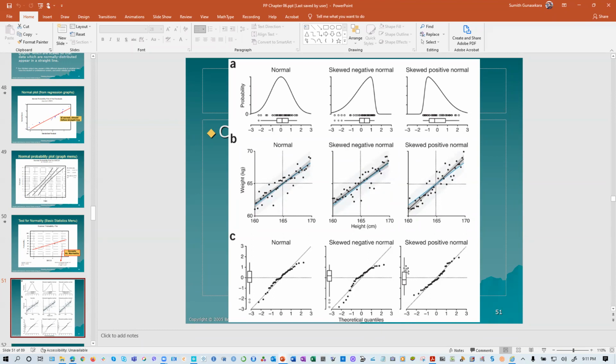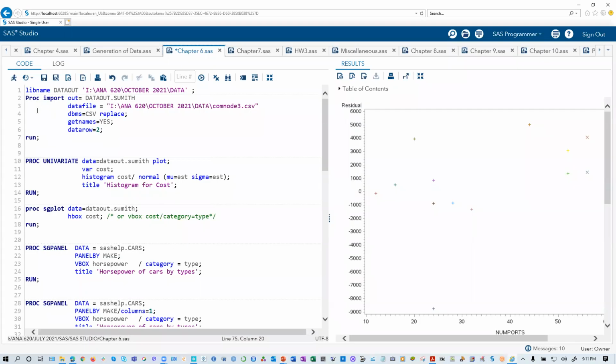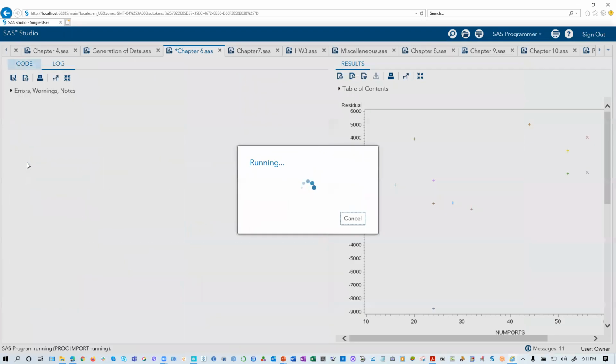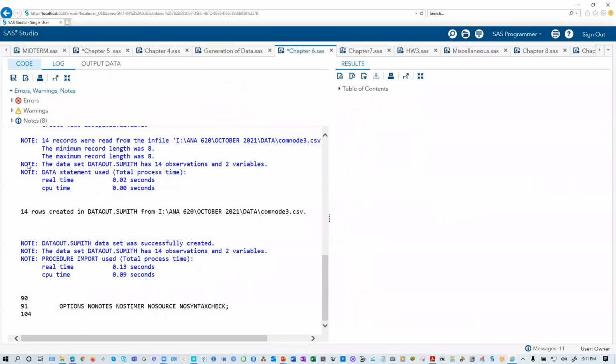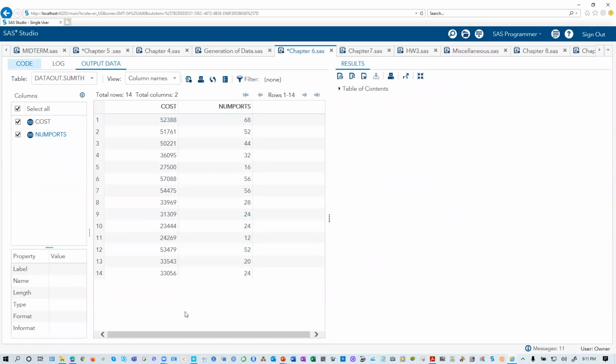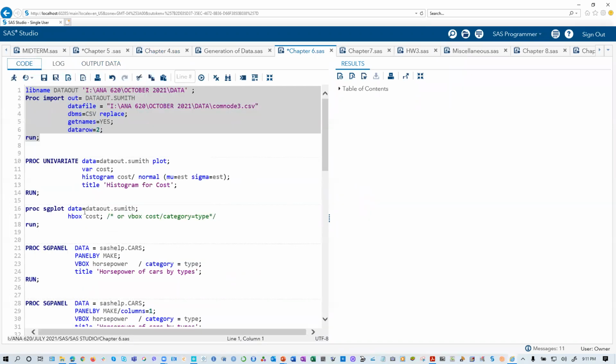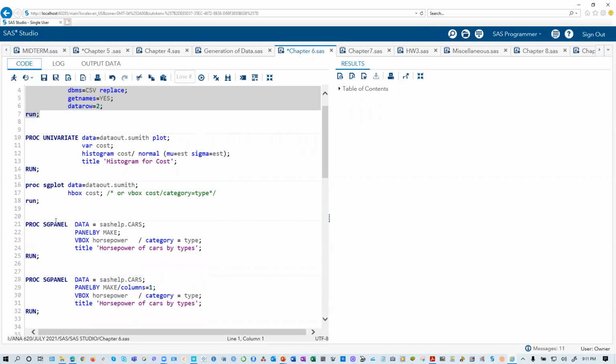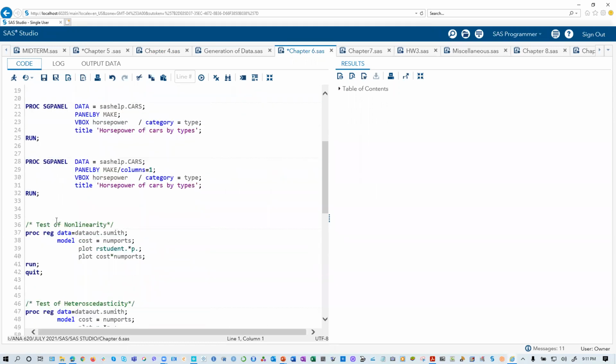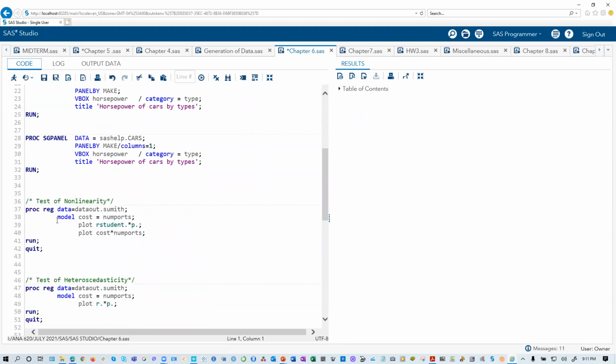So this is in the quantile plot. You can see that one. So let's see that. Let's get some data. Let's run this one and see. Okay, we have the cost and the number of ports for that telecommunication data. So we get the test for non-linearity.